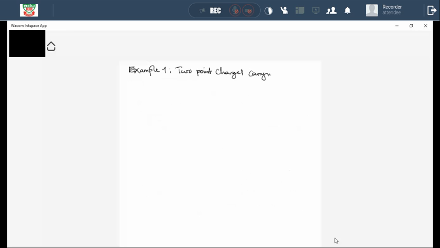Carrying charges of plus 2 nanocoulomb and minus 5 nanocoulomb are 200 centimeters apart.